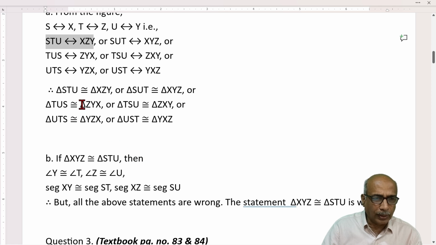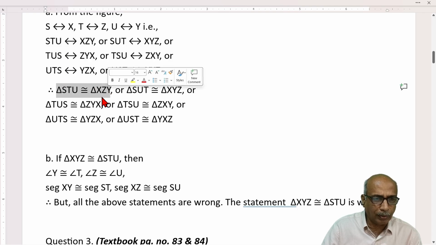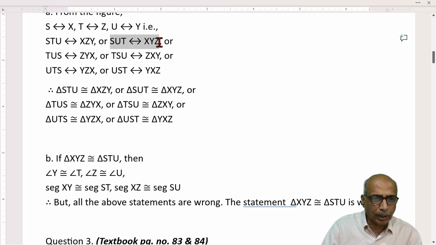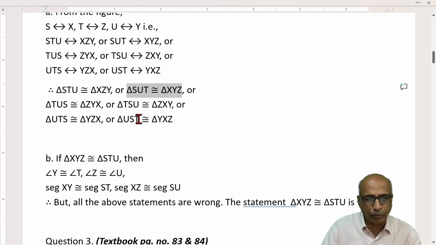Therefore, two triangles are congruent by whatever you have taken. For example, STU you have taken, here it will be two triangles will be congruent to this. SUT congruent corresponds to XYZ, therefore triangle SUT congruent to XYZ. As they are correspondence, they are congruent to each other.